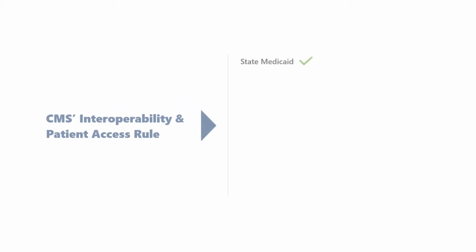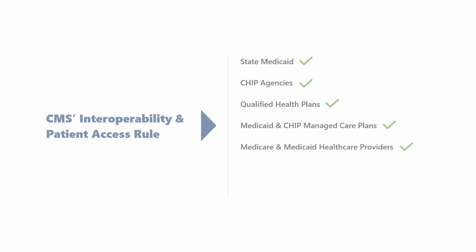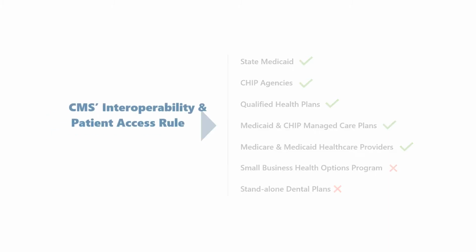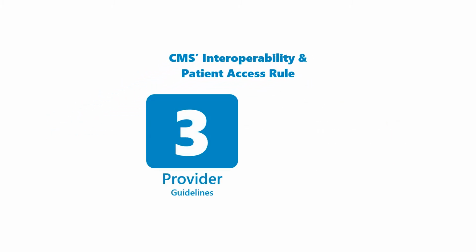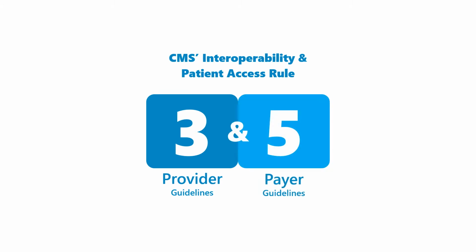The rule applies to state Medicaid and CHIP agencies, insurers that are qualified health plans, Medicare Advantage plans, Medicaid and CHIP managed care plans, as well as Medicare and Medicaid health care providers. Currently, the broader commercial market, including the SHOP plans and standalone dental plans, are exempted from this rule. The rule comprises 3 tenets or guidelines for providers and 5 for payers.